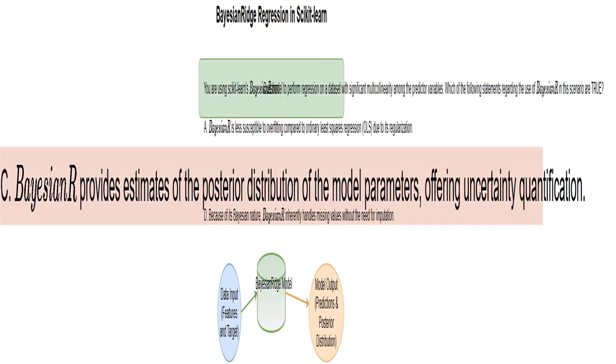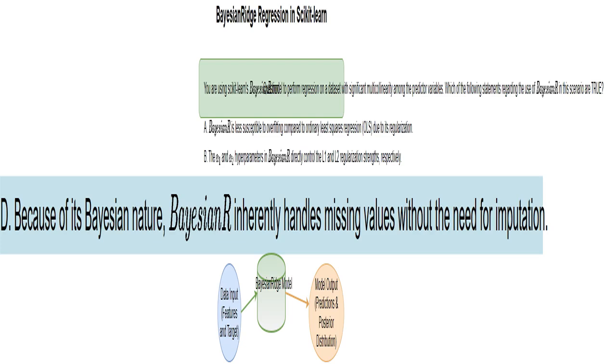Statement C states that BayesianRidge gives posterior distributions of the model's parameters and can quantify uncertainty. This is a crucial advantage of Bayesian methods, as it provides more than just point estimates. Statement D asserts that BayesianRidge handles missing data automatically. I'll need to verify if this is true.